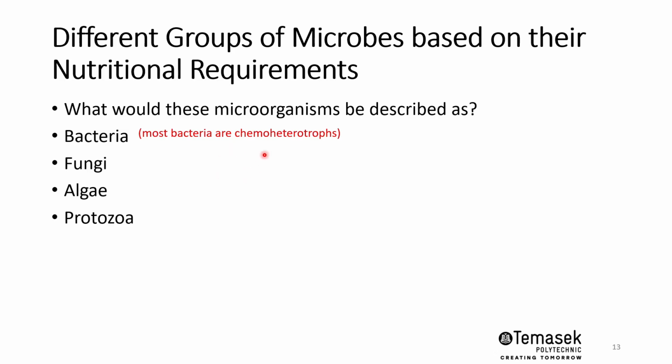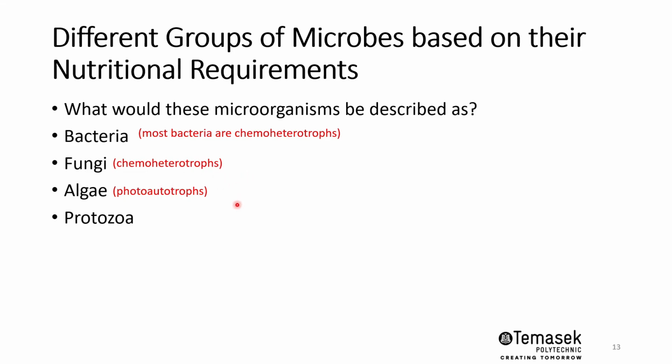Chemoheterotrophs like them also use aerobic respiration, which is a primary source of energy yielding pathway. Some of this includes the fungi as well, and the algae, right? They are also using aerobic respiration. So the fungi are chemoheterotrophs as well.